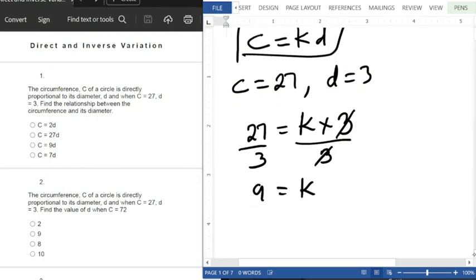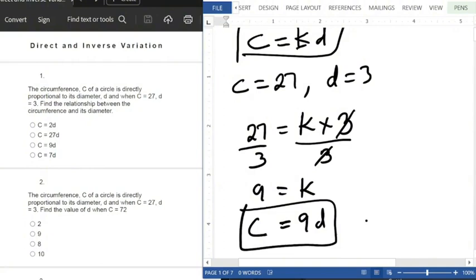To now write the relationship, it should then be C equals K D. The value of K here is 9. Then it should be C equals 9D. That is option C there. I hope that is very clear.